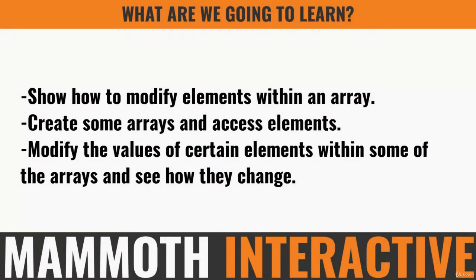In this part of our tutorial, we're just going to show you how to modify elements within an array. This is going to be taking a value that already exists and changing it to a different value. We're going to do this by creating some arrays, and first we're going to access a specific element within each array, and then we're going to modify the values of these elements. So we're going to do what we call variable reassignment.